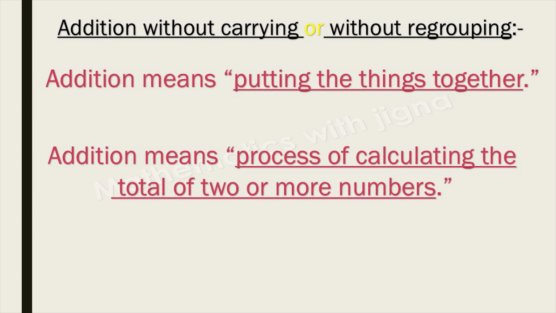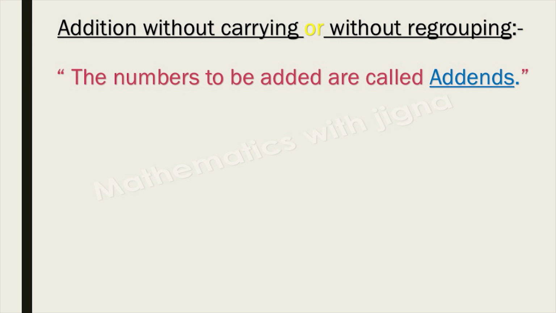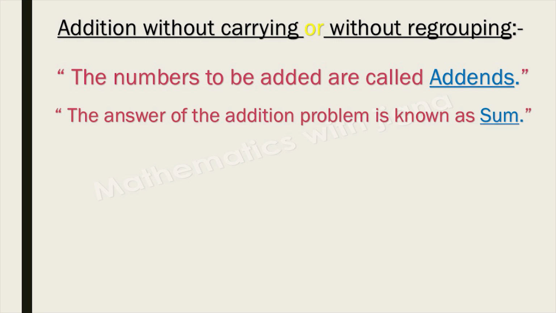Now, first of all, we will learn some new terms related to addition. When we add two numbers, these two numbers are called addends. Simply, we can say the numbers to be added are called addends. And the answer of the addition problem is known as the sum. Here we can understand 3-digit numbers addition with the help of one story.